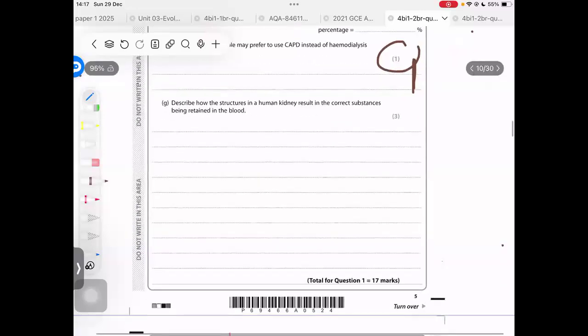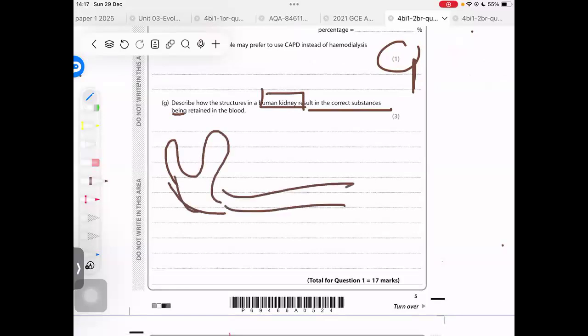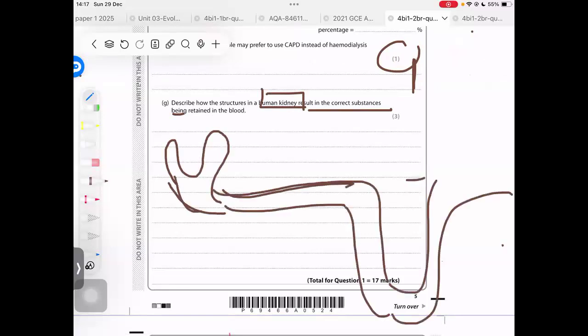Then the next question, they have asked us, describe how the substances in a human kidney result in the correct substances being retained in the blood. So you know, in our human kidney, there is a structure called the nephron, right? The nephron has a structure like this. This is the Bowman's capsule, right?